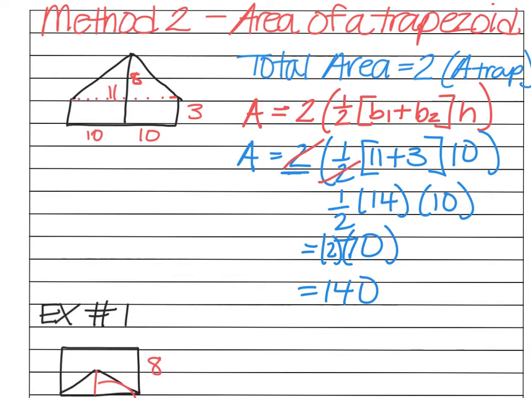And so really you didn't have to divide by 2. You could have just left it as 140. So this is the area of the figure. However, if you remember, there was that little window. So we have to take that portion out.